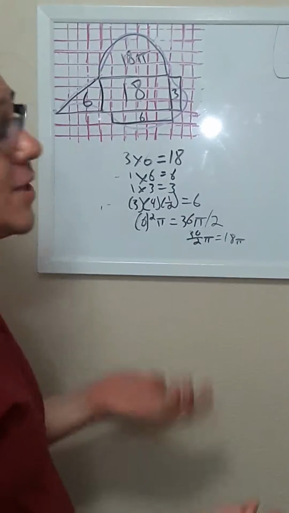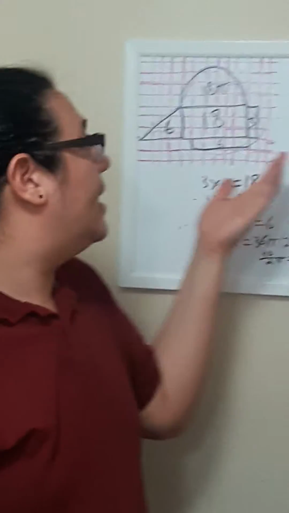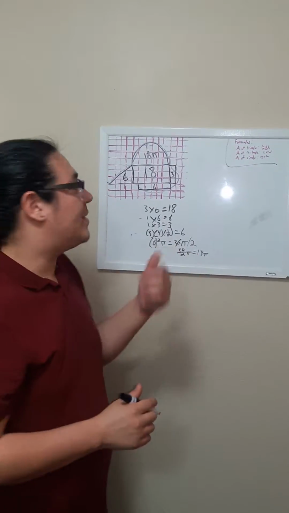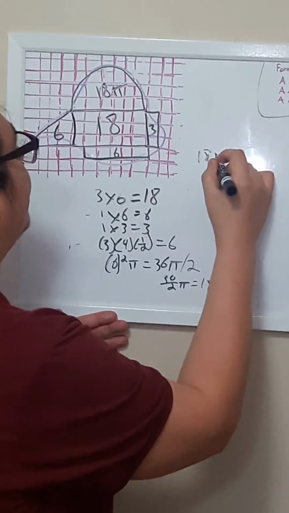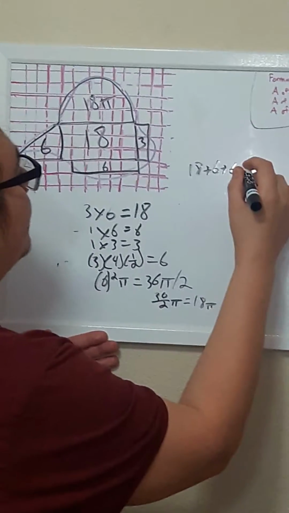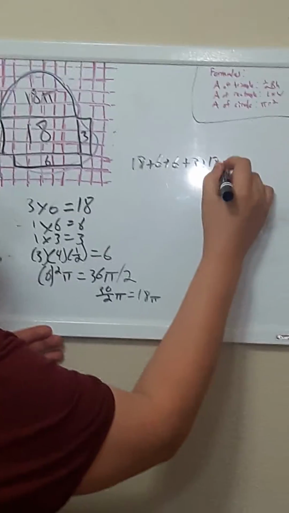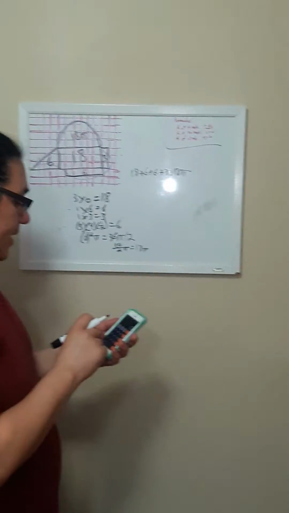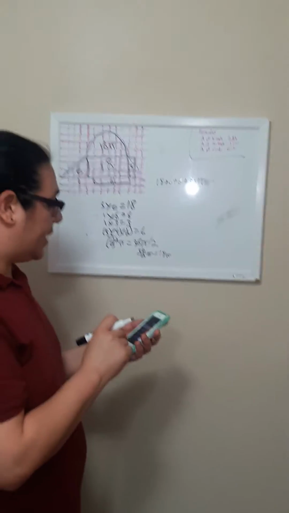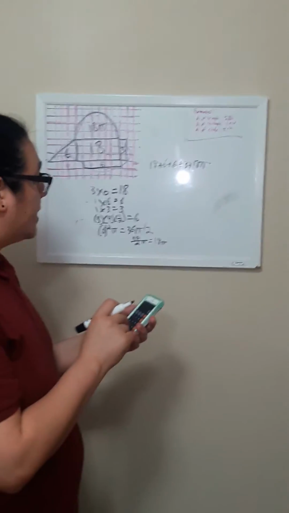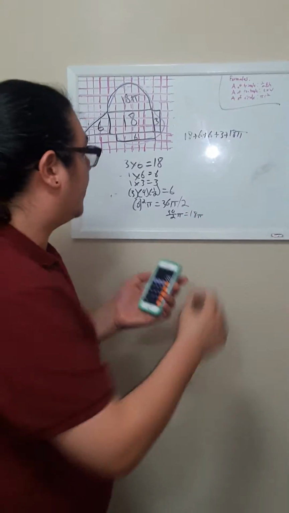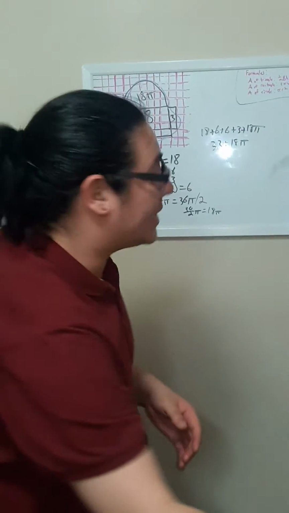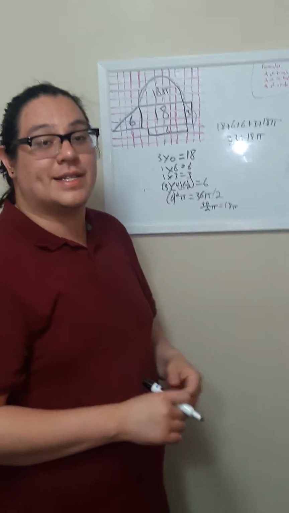All right. So now we found simpler shapes within our oblong shape that are more precise. And now we just have to add them up. So it's going to be 18 plus 6 plus 6 plus 3 and plus 18 pi. So again, we can apply our calculator. So 18 plus 6 plus 6 plus 3. It's going to be 33 plus that 18 pi. And again, I would like to leave the 18 pi there because that is exact.